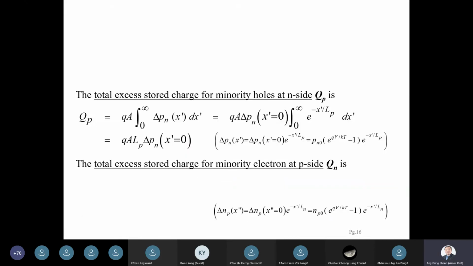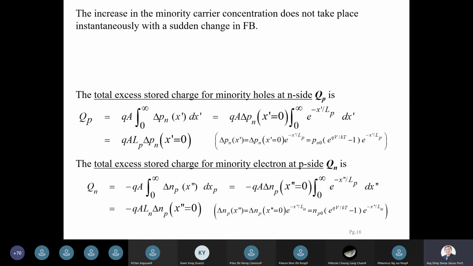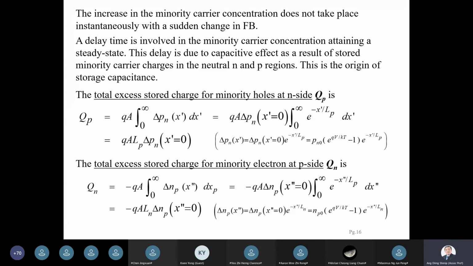Now we can also derive, sorry, the order of them appearing is a bit messed up. I'll fix that next time.